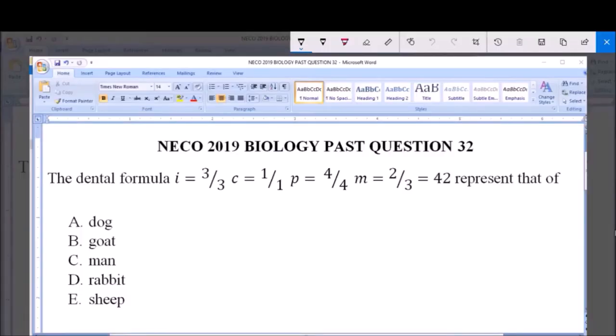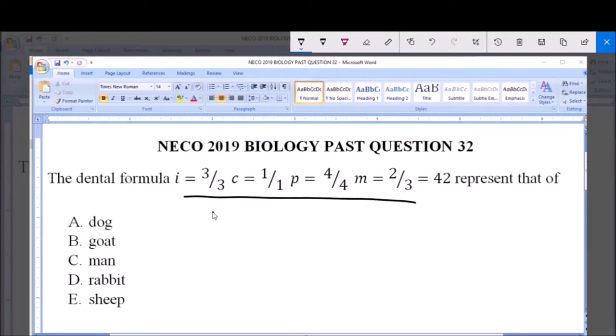Today I'm going to be answering NECO 2019 biology past question 32. The dental formula, that is I, the incisor, equals 3 over 3, C, the canine, equals 1 over 1, P, premolar, equals 4 over 4, and M, molar, equals 2 over 3, then everything together to give 42, that is 42 teeth, represents that of A, dog, B, goat, C, man, D, rabbit, and E, sheep. So we are asked to ascertain the animal that possesses this dental formula.